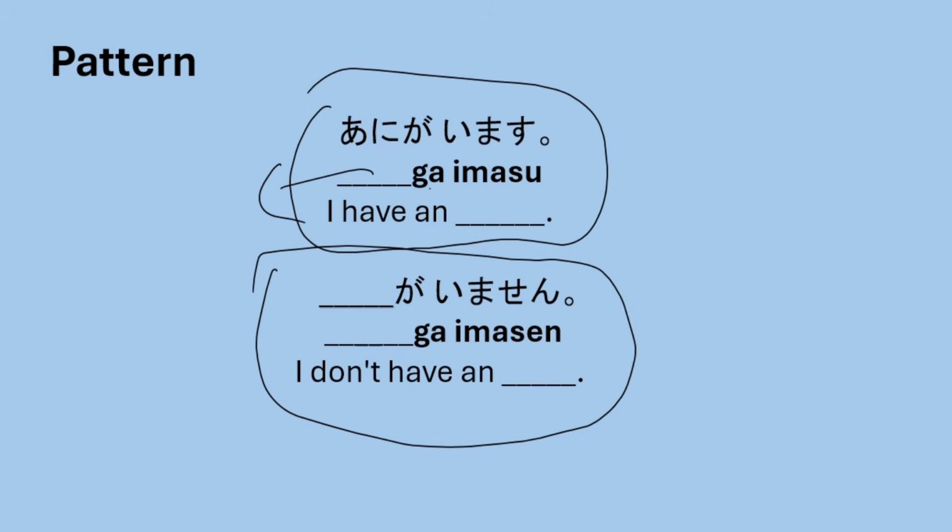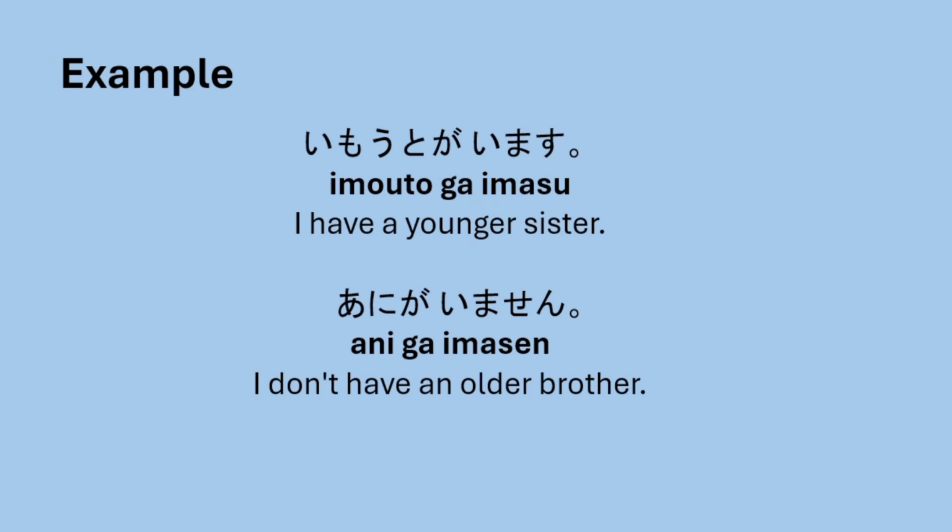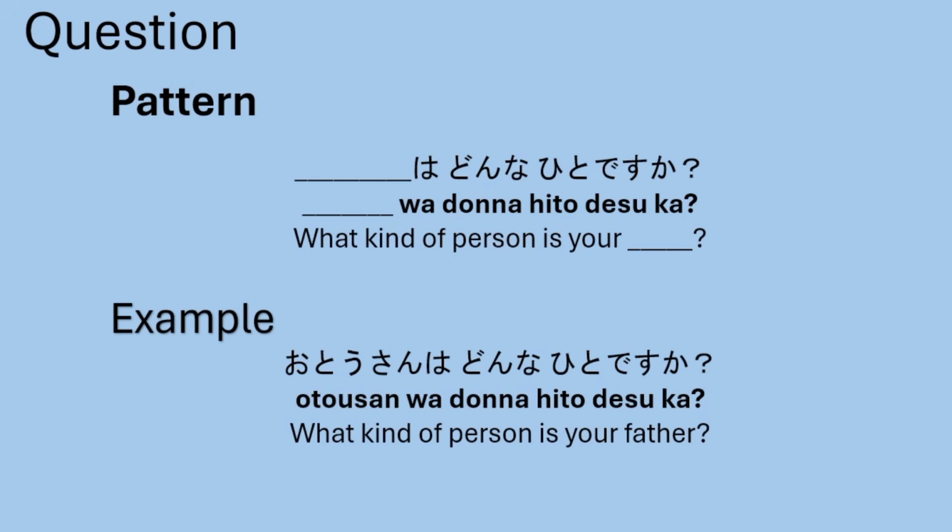So this is how we pronounce that. I have an older brother. I have an older sister. You can say those phrases like this.